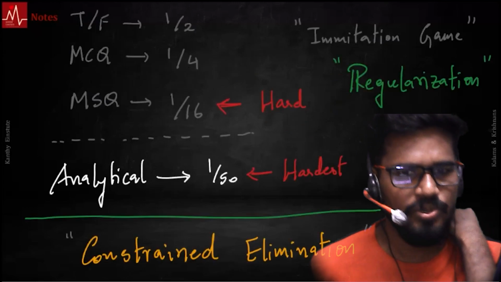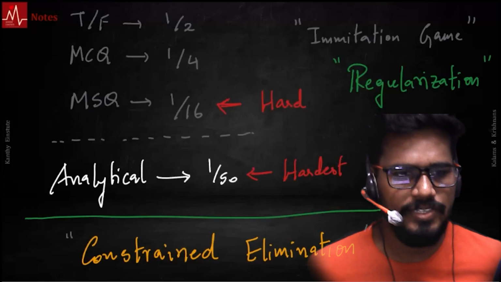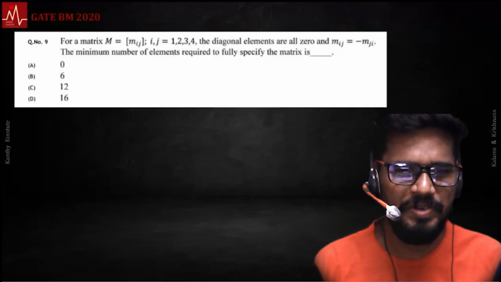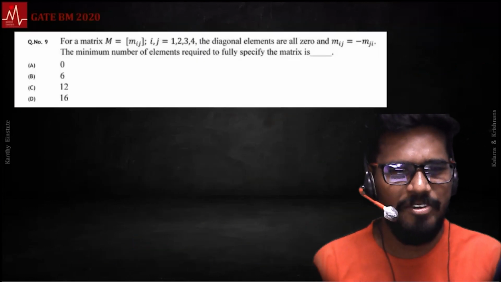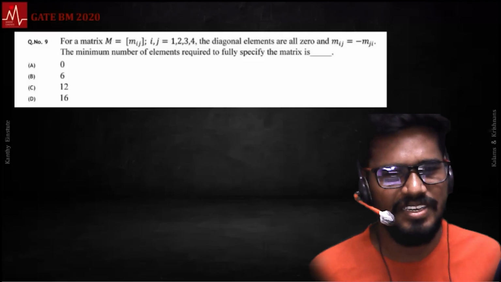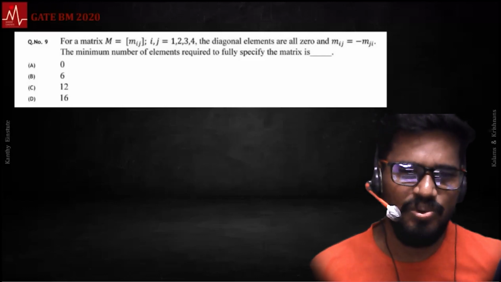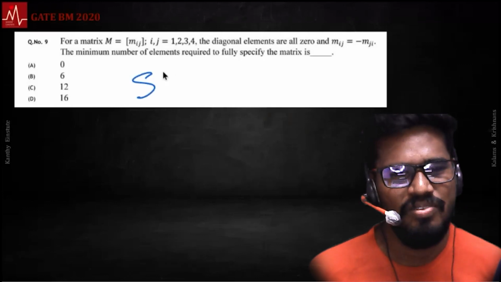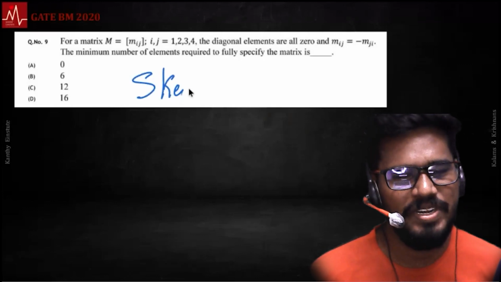So let's go here. Yeah, imitation game story is already over here. Regularization. There are many easy questions. Analytical aptitude. You call it whatever. It's fairly easy. You have a matrix Mij. Ij is 1, 2, 3, 4. Diagonal elements are all 0. Mij is minus Mij. Talking about 4 by 4 skew symmetric matrix.